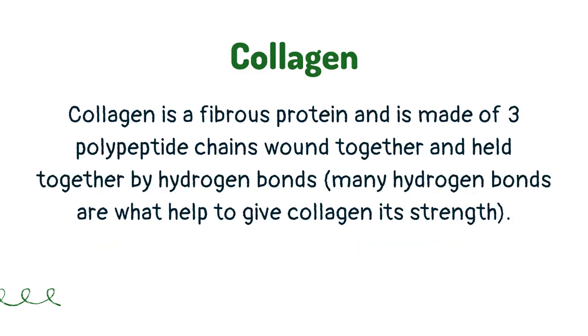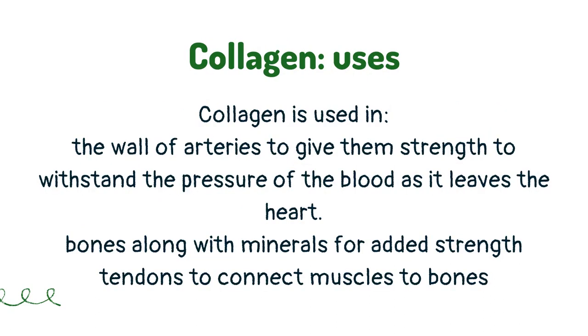Collagen is a fibrous protein and is made of 3 polypeptide chains wound together and held together by hydrogen bonds. Many hydrogen bonds are what help to give collagen its strength. Collagen is used in the wall of arteries to give them strength to withstand the pressure of the blood as it leaves the heart. Bones, along with minerals for added strength, tendons to connect muscles to bones.